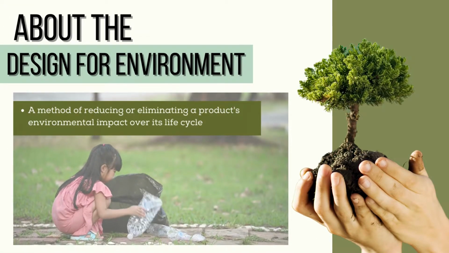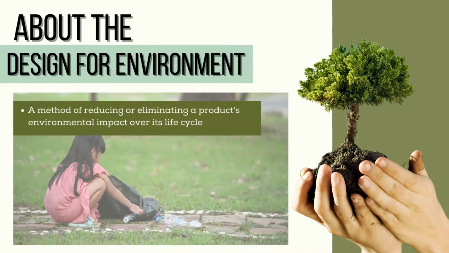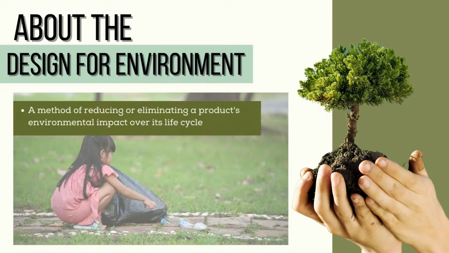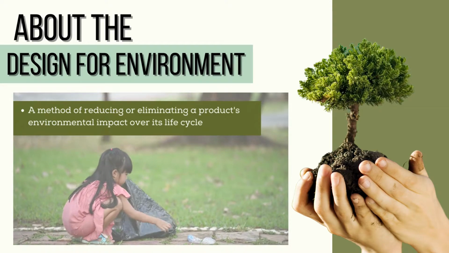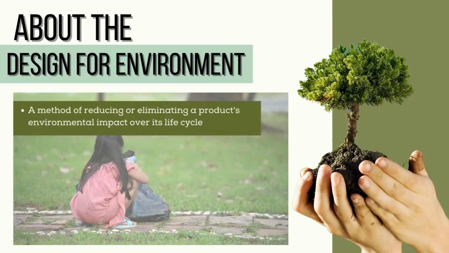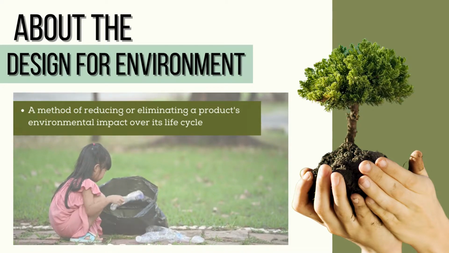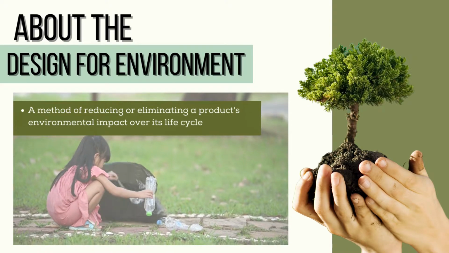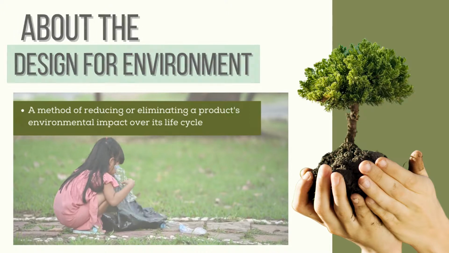About the design for environment. Firstly, design for environment is a method of reducing or eliminating a product's environmental impact over its life cycle. This is also related to life cycle assessment, which is a method used to evaluate the environmental impact of a product as well. The life cycle of a product encompasses extraction and processing of the raw materials, manufacturing, distribution, use, recycling, and final disposal.